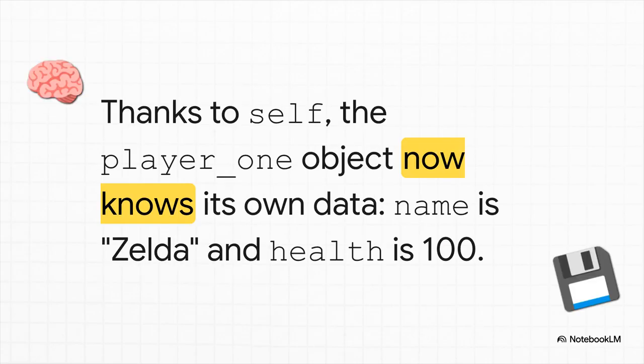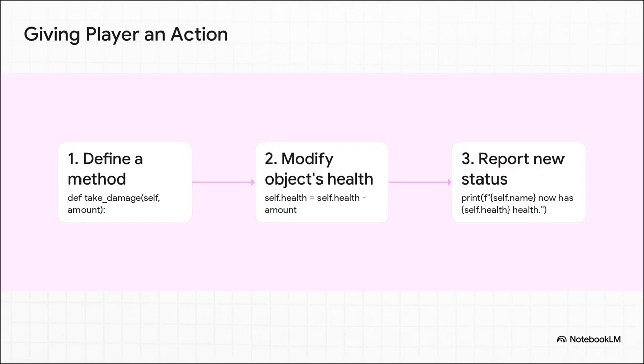And because of that, poof, our player1 object now has its own internal memory, its own state. Inside this specific object, self.name is Zelda and self.health is 100. This data belongs exclusively to player1. If we made a player2, it would have its own totally separate name and health. No mix-ups. Okay, so our player can exist, but it can't do anything.